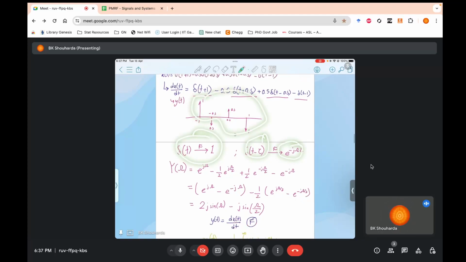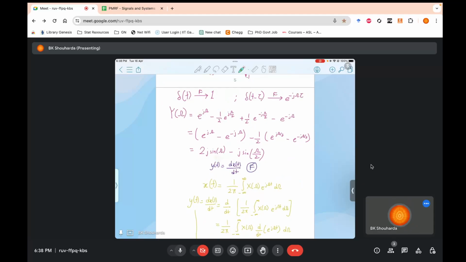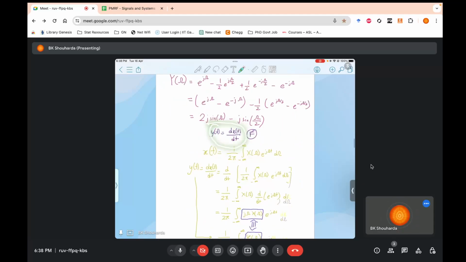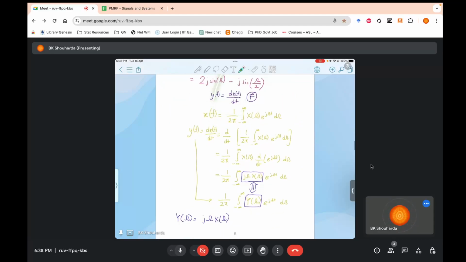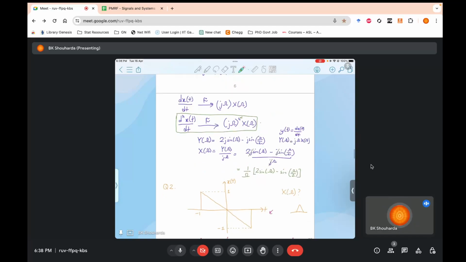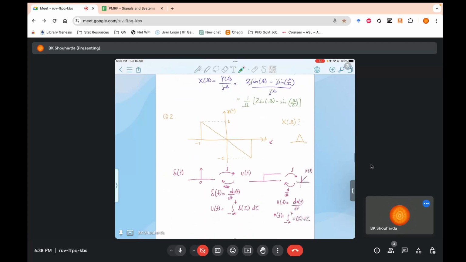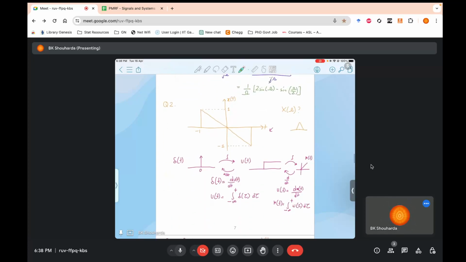And then based on the fact that y(t) equals dx(t)/dt, the corresponding frequency transform has a multiplication by a factor of j omega. Okay, so for n times differentiation you have multiplication of j omega n times. Same thing I have shown for this one as well.